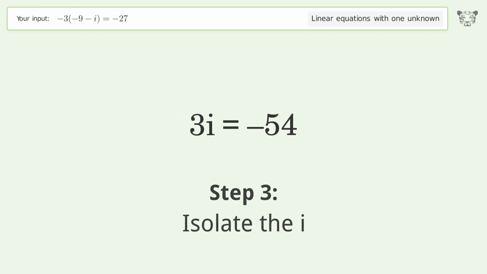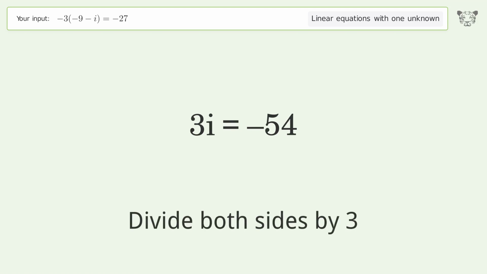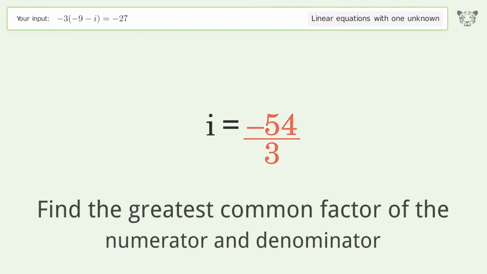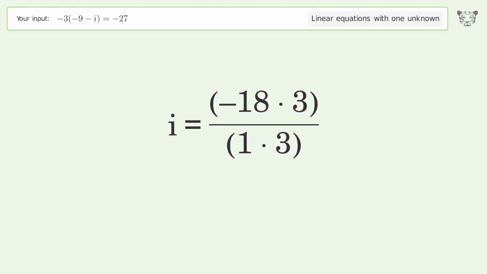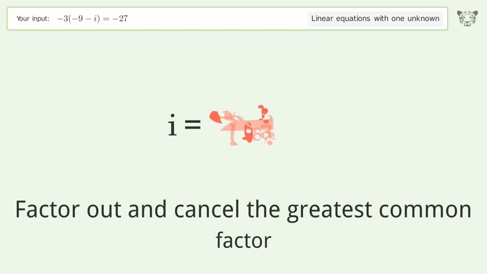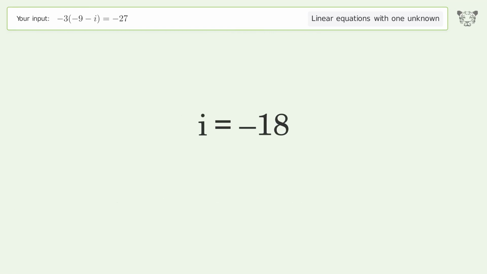Isolate the I. Divide both sides by 3. Simplify the fraction. Find the greatest common factor of the numerator and denominator. Factor out and cancel the greatest common factor. And so the final result is I equals -18.